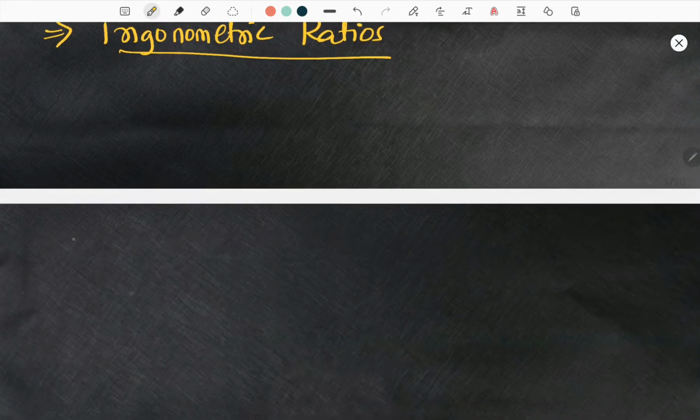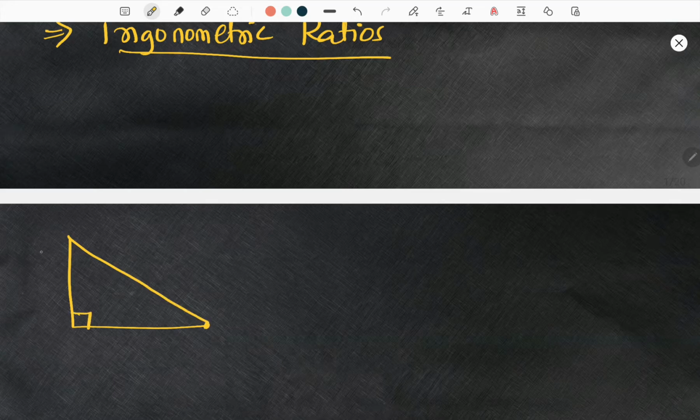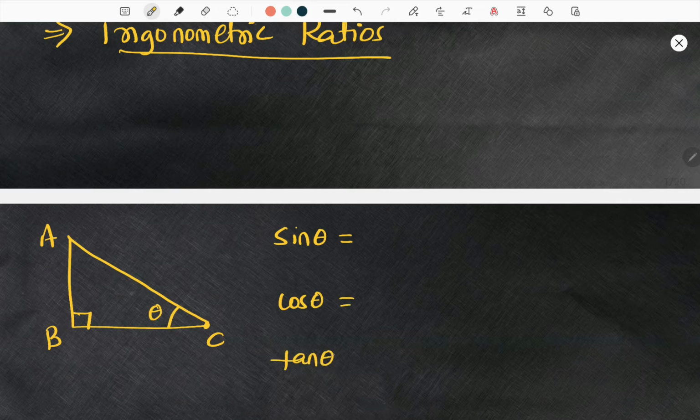Alright, so if you take a right triangle ABC with right angle at B, angle B is 90 degrees. If you take this angle as theta, any angle for that matter, what is sine theta, cos theta, tan theta? Then afterwards we have some more ratios: cosecant theta, secant theta and cot theta. You must be having an idea about all these ratios.